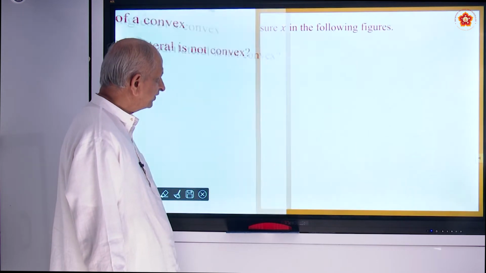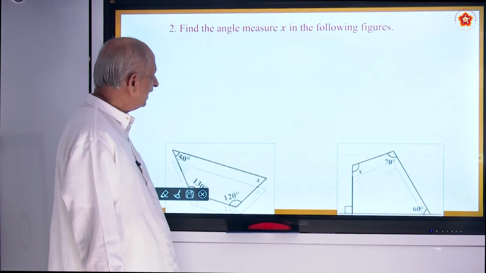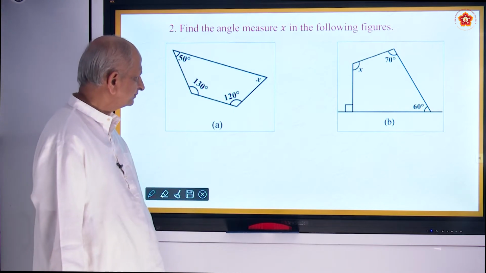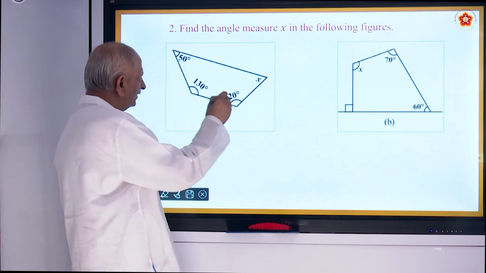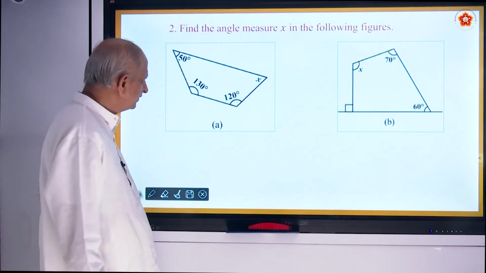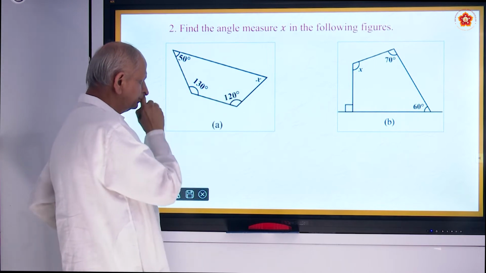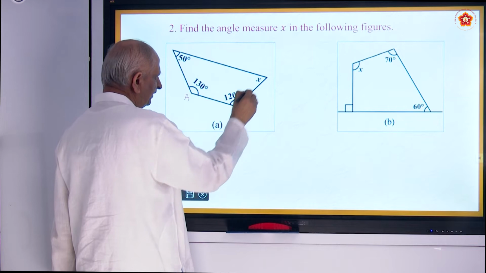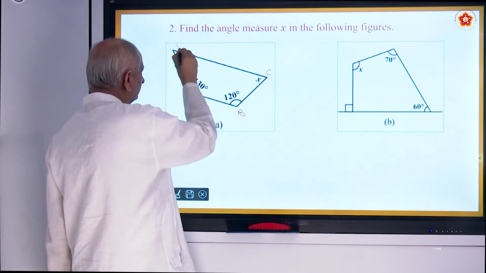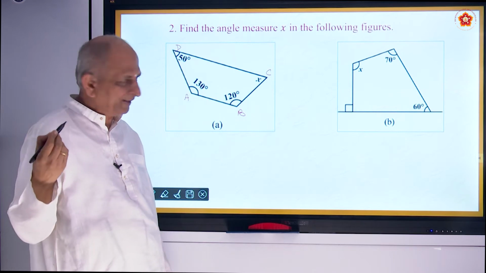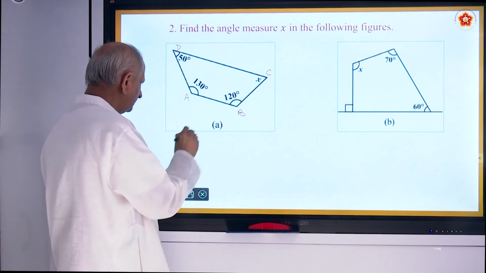Okay. Now, coming to the second question. Find the angle measure of x in the following figures. What is the sum of all 4 angles? 360. Now, you are asked to find x. You can do it orally, nothing wrong, but for your convenience, I am doing it like this.